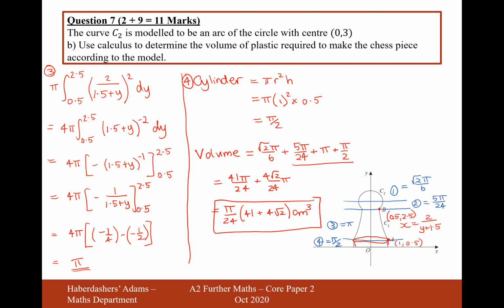So there we are, and that's the answer for question 7 in total, worth 11 marks for that question. And that's the whole of October 2020 Core 2 paper. Core Paper 2. So there we are.